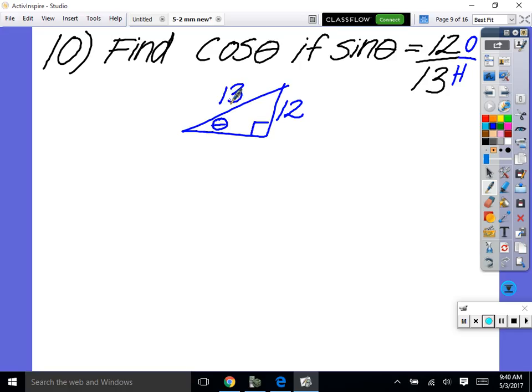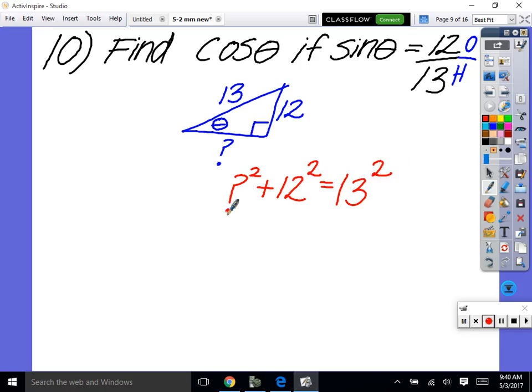So now all we have to do is say, okay, now it's the same thing we just did. We've got to hurry and find question mark. We'll push pause on finding cosine until we find question mark. Let's set up a true statement. This squared plus this squared equals this squared. So question mark squared plus 12 squared equals 13 squared.